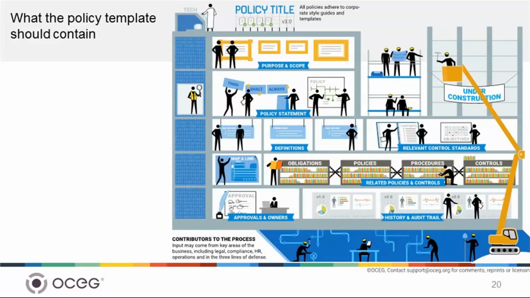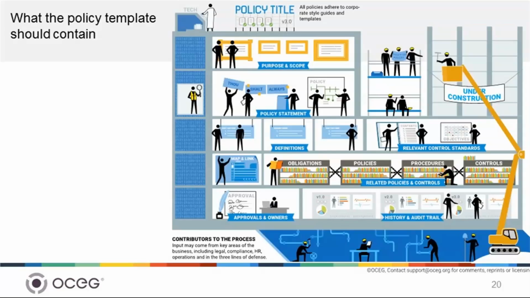There are some standardized components to any policy, such as the policy title, the purpose and scope of the policy, the actual policy statement itself, any standardized definitions and controls and cross-referencing and linking to regulations and policies and procedures and controls in the document, and the overall history of the different versions of the policy, what's been changed.